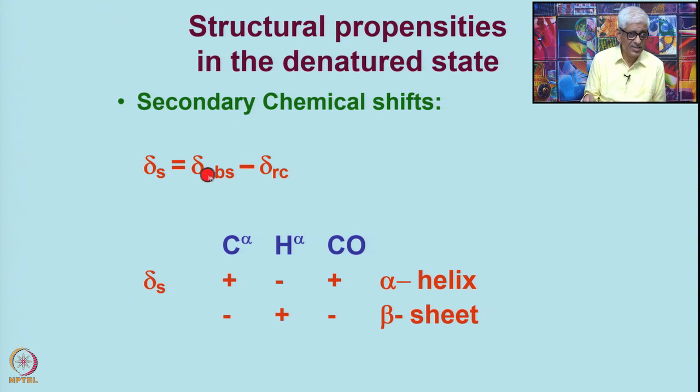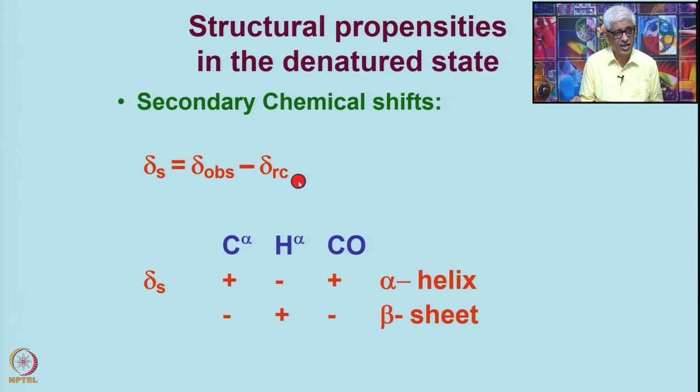Therefore, the random coil conformation can be taken as the individual amino acid residue. So if there is a chemical shift which is different from the random coil chemical shift, it indicates a certain degree of structure around this particular amino acid residue. For any particular nucleus you are monitoring, it shows a certain amount of restriction or conformational preference around a particular residue. So you define what is called the secondary chemical shift, delta S, which is delta observed minus delta random coil. This random coil is basically an individual amino acid residue.